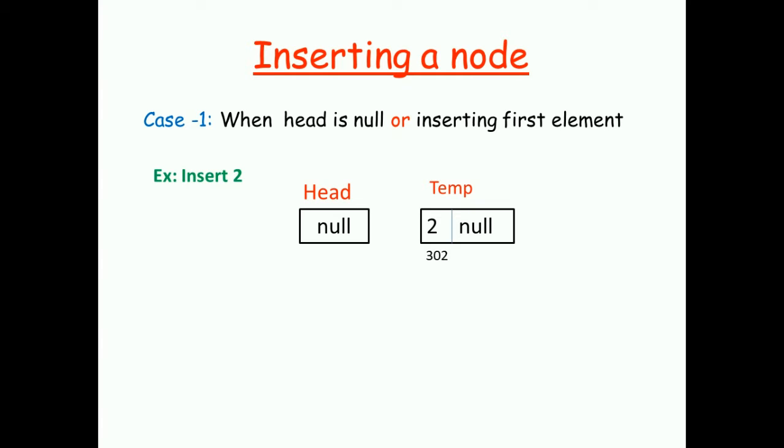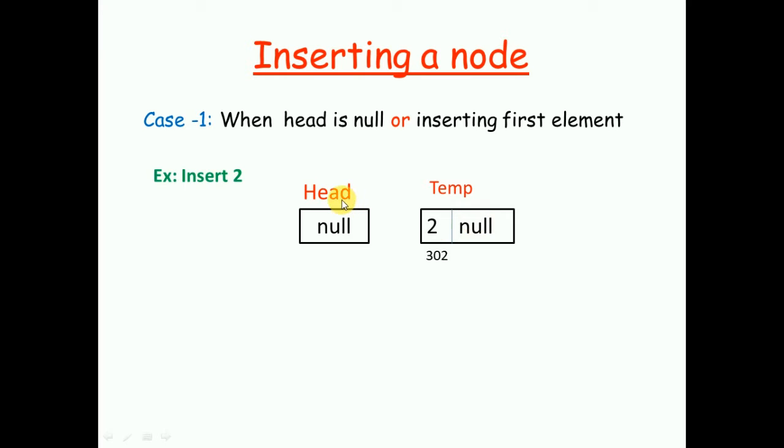So in case 1, what is inserting a node? Case 1 is when head is null, or inserting the first element. Here our head variable, which is used to track our linked list, is null, and let's create another variable called temp. This block is created in dynamic memory. The address of it is 302, and in the next variable we have stored null. As you know, a linked list node contains two blocks. One is for storing the value, and another is for storing the address of the next node.